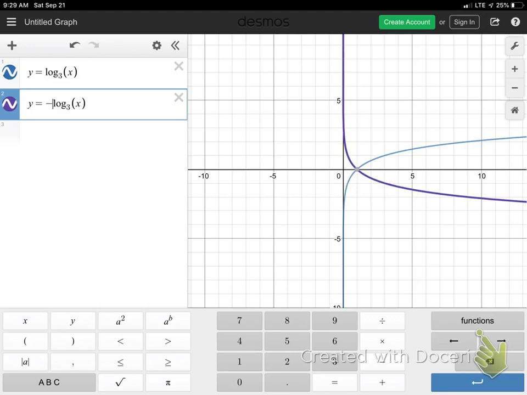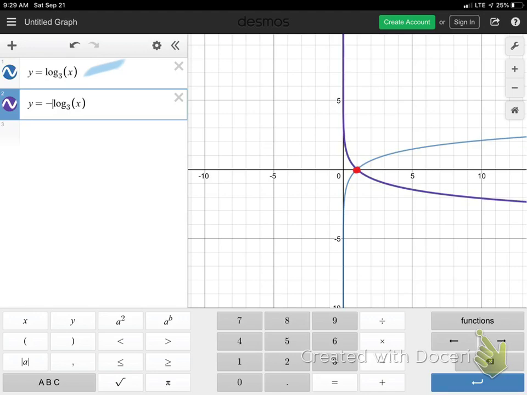So this is our parent function right here, our log base 3 of x. That's our parent function. The negative in front of the log means that we are doing a reflection across the x-axis. And if you notice, the reflection keeps that point at the x-axis. Our x-intercept stays the same.